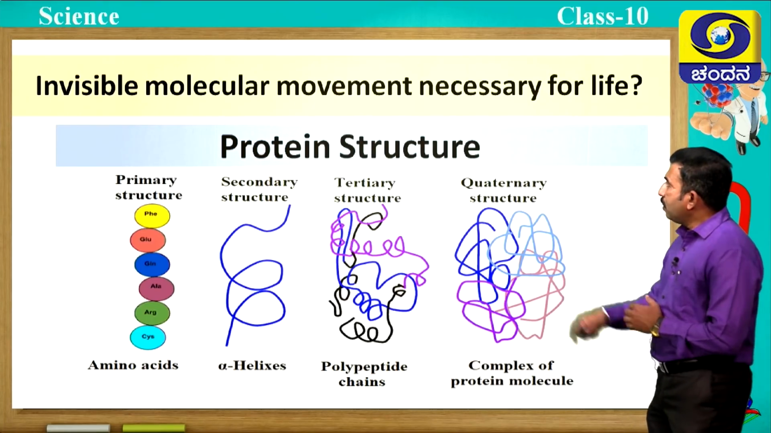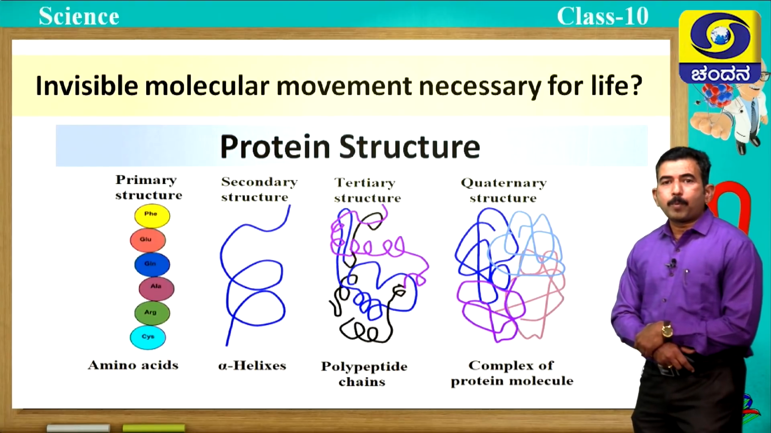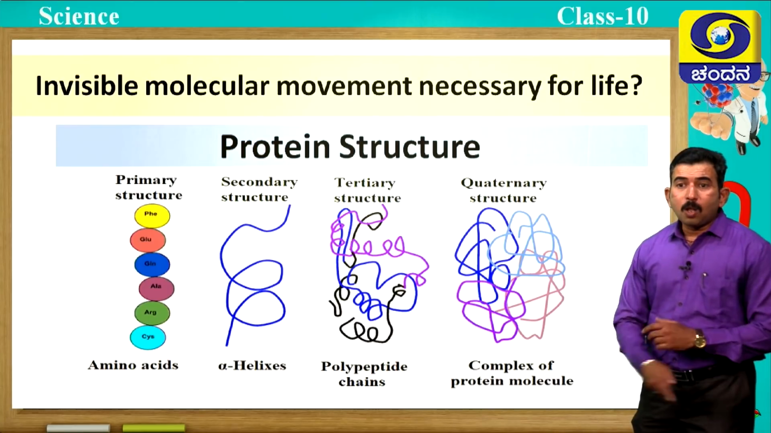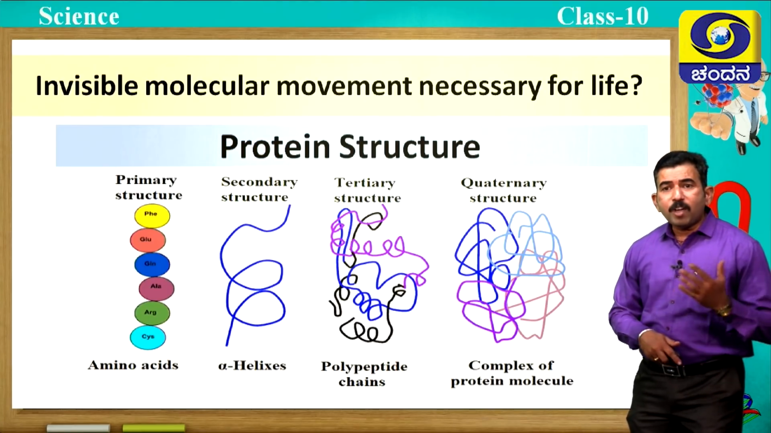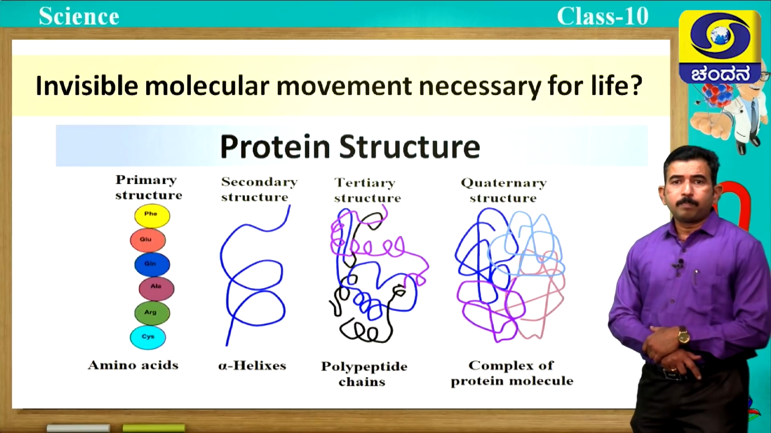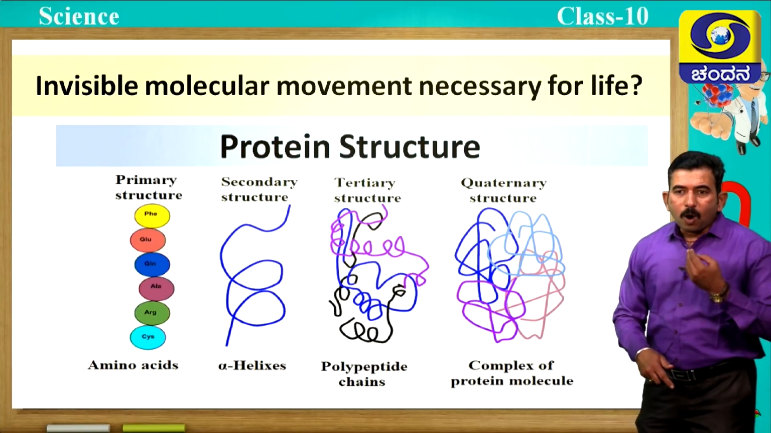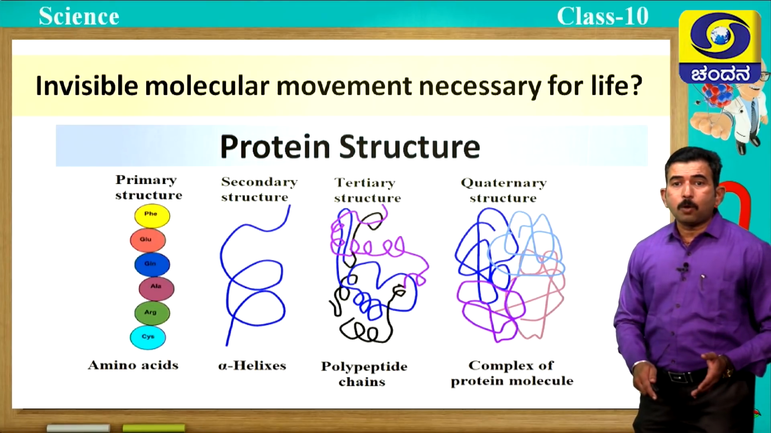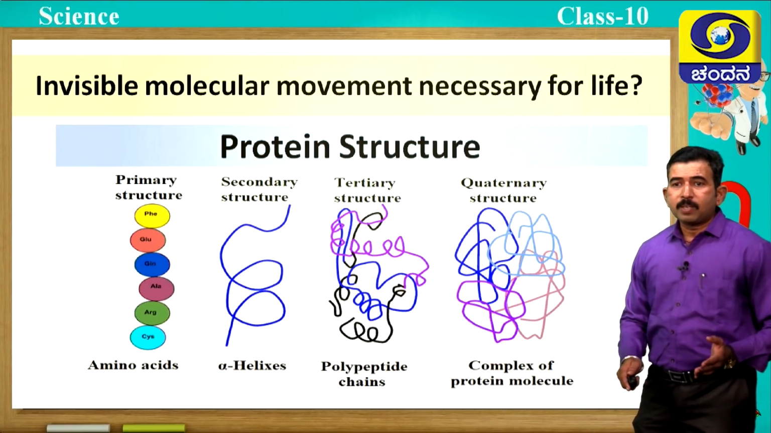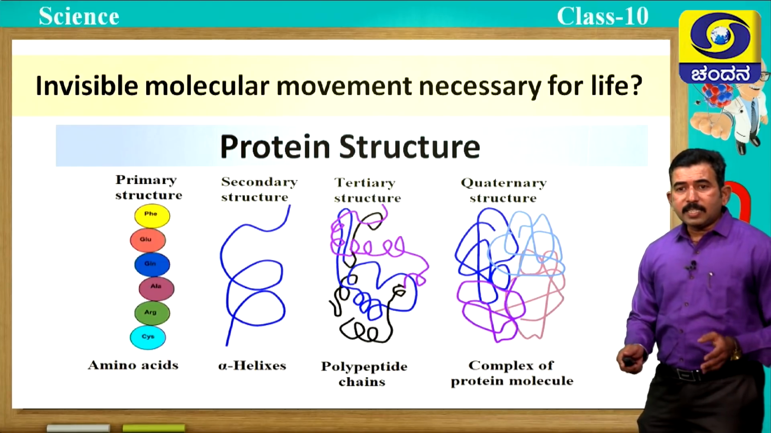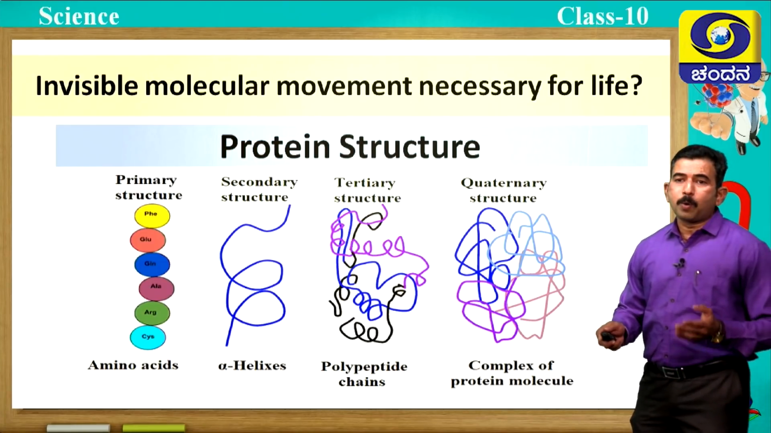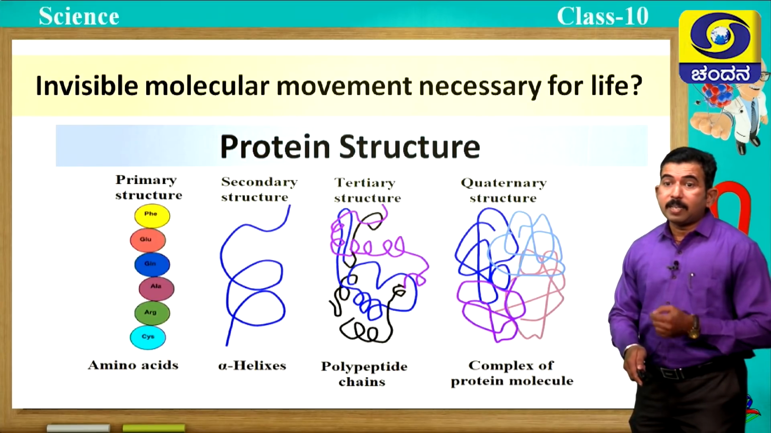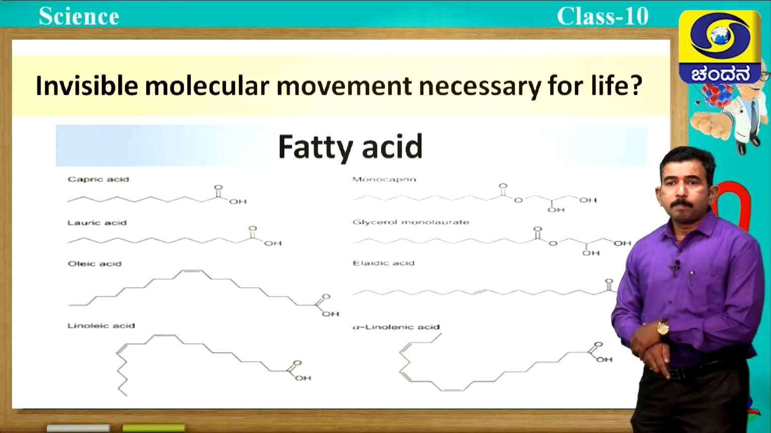Observe this picture, student. Here you can see the structure of proteins. These proteins consist mainly of amino acids. Now, one question arises in your mind: where do these amino acids come from? Of course, the food that we eat consists of proteins, and these proteins are broken down by catalysts, nothing but enzymes, in our body. Again, these amino acids join together to form new proteins. So, this movement is also invisible, taking place inside our body, inside the cell.